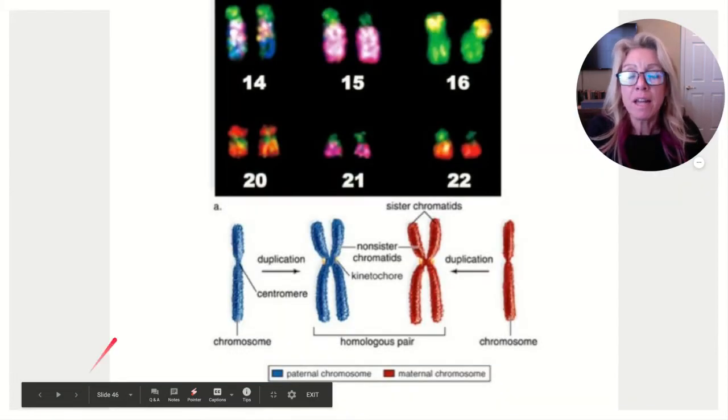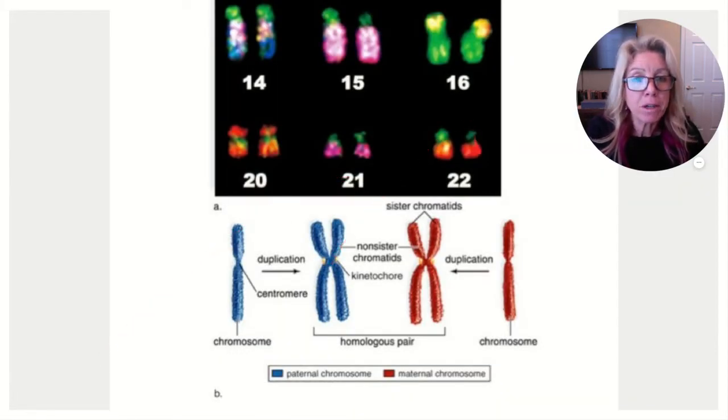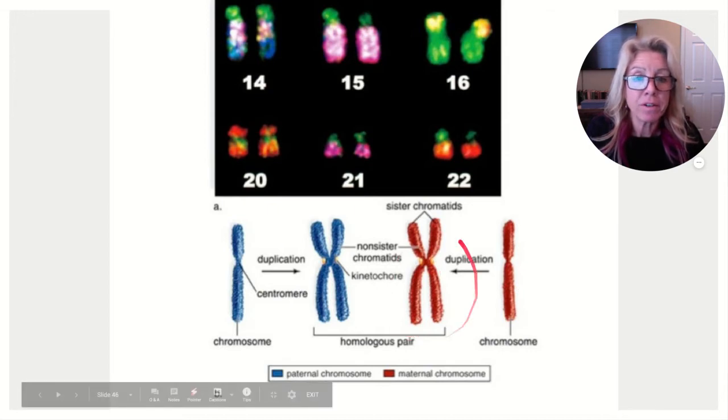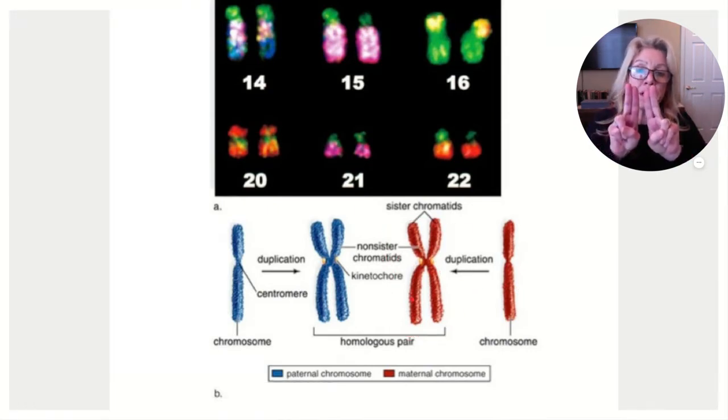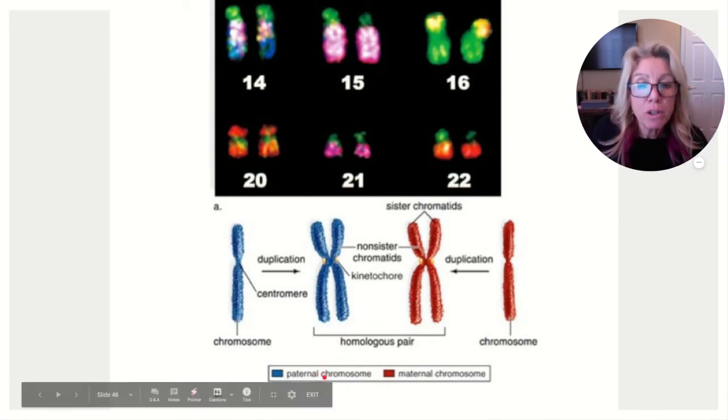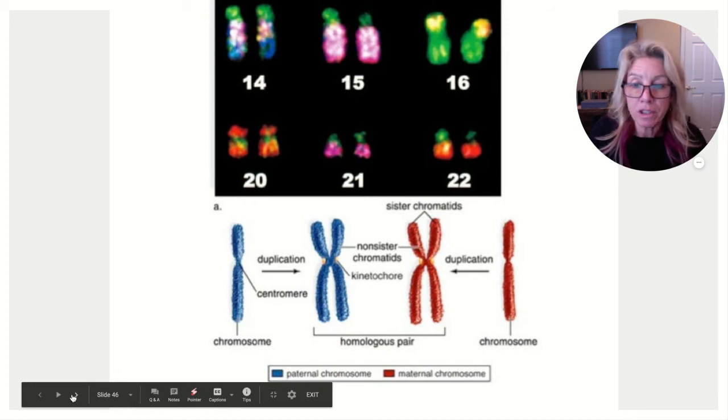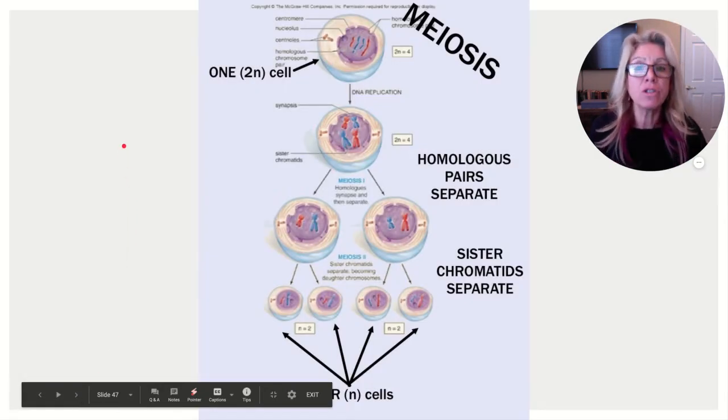All right, let's remind ourselves about homologous pairs. We have 23 homologous pairs. So they will undergo, during the S stage of interphase, they're going to replicate. Meiosis 1 is about separating the mom and dad chromosome, the homologous pairs. And then meiosis 2, you would be separating these sister chromatids from each other. Okay, and here's an overview of that.